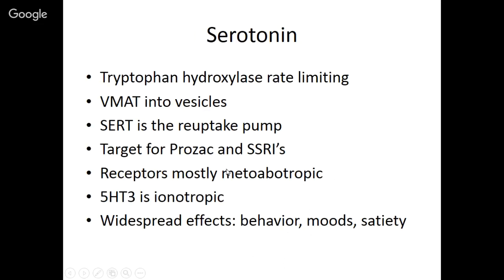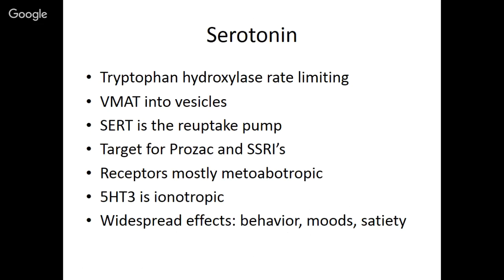So tryptophan hydroxylase is rate limiting for this one. Again, might be a potential target if you're trying to reduce serotonin. In general, psychiatry would be more acting on this particular compound, and you wouldn't want to decrease it with anything, you want to boost it. VMAT takes it into vesicles, and the serotonin transporter is the reuptake pump, very efficient, sits on the presynaptic neurons, and that's the target for all the SSRIs.